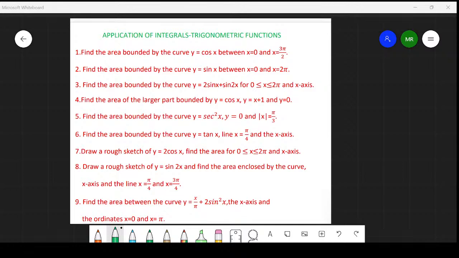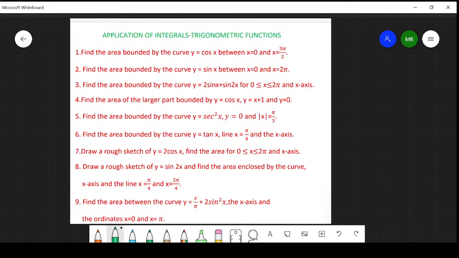Now, I will continue the problems one after another. These are the most important problems in trigonometric functions. This is the first problem. So these are the problems, application of integrals, trigonometric functions. In total, 9 problems. It covers all the models of class 12th, chapter number 8. No doubt in that.